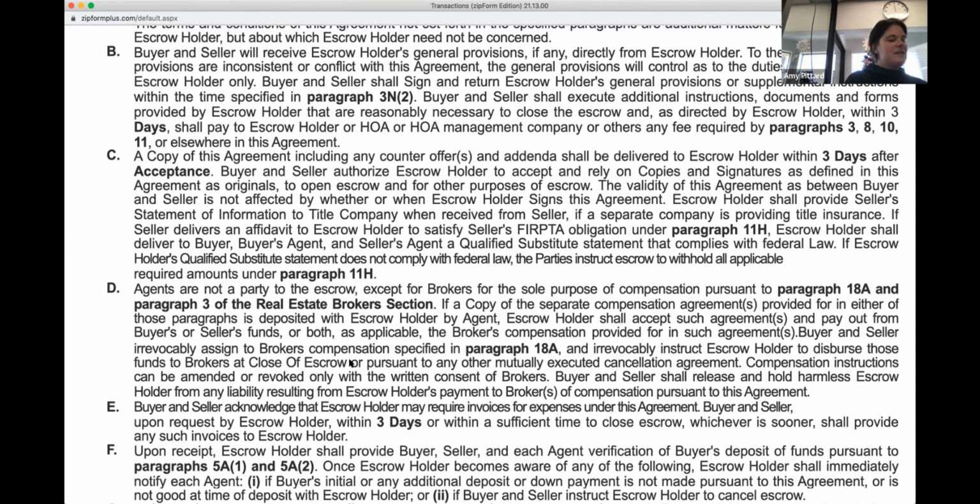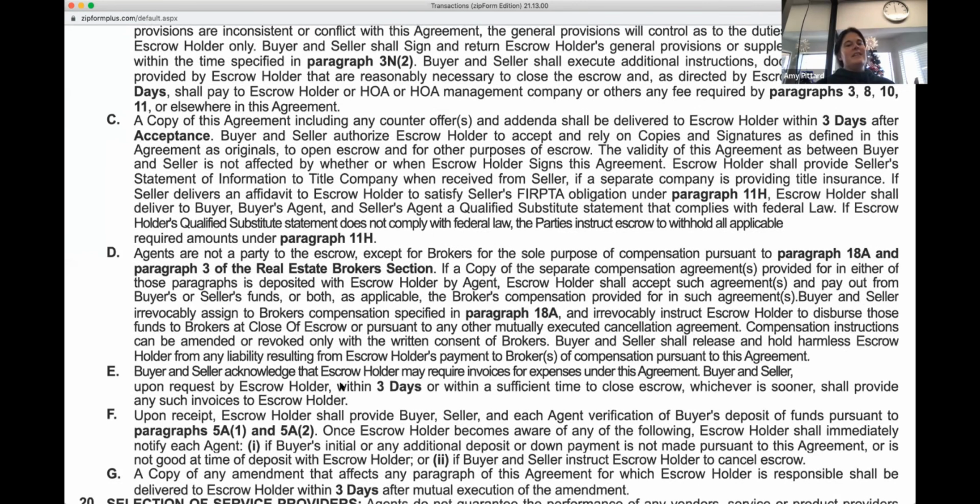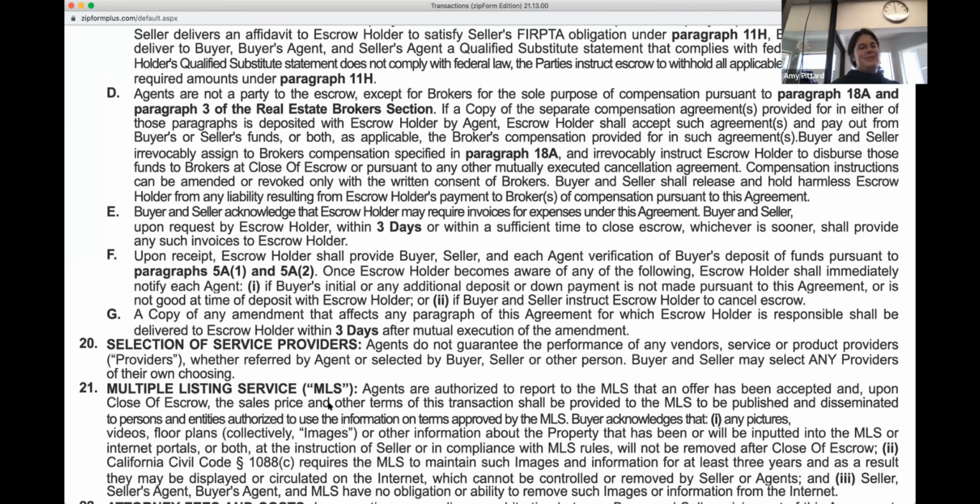Oh, here, there is something new. I'm a liar. I'm going to cover one little section of the escrow holder. It's section E. So 19E is new. The buyer and seller acknowledge the escrow holder may require invoices for expenses under this agreement. Buyer and seller will, upon request by escrow holder within 3 days or within sufficient time to close escrow, whichever is sooner, provide any such invoices to escrow holder. Escrow does that. We do it. It's now part of the contract. It's not like a new action. It's just new in the contract.